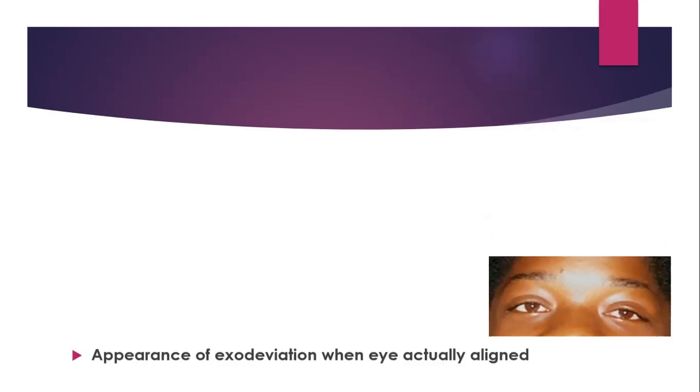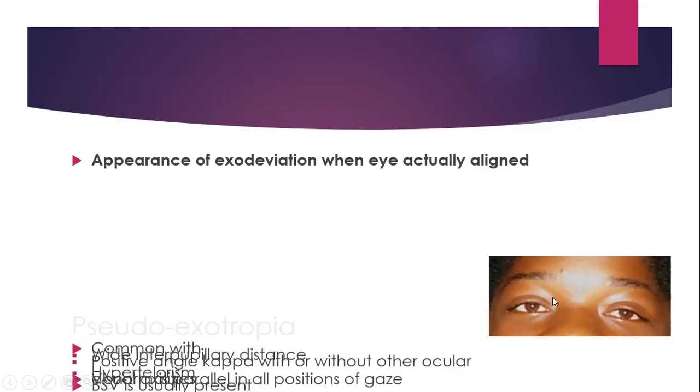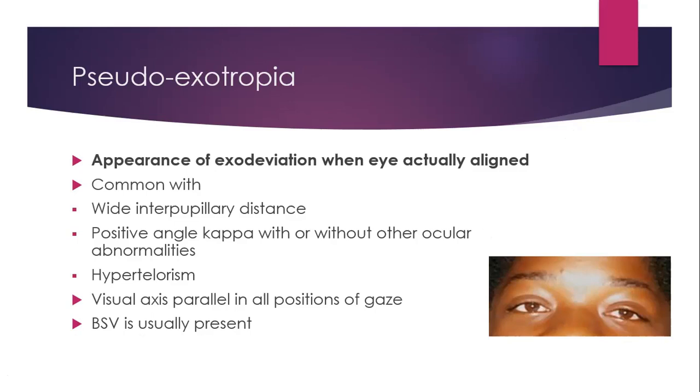This was a 4-year-old child whose parents came to us saying that the child has had exotropia since birth. But on further evaluation, we saw that there was only an appearance of exodeviation, but the eye was actually aligned. If you can see, both the light reflexes are in the center of the pupil. So this is nothing but pseudoexotropia.